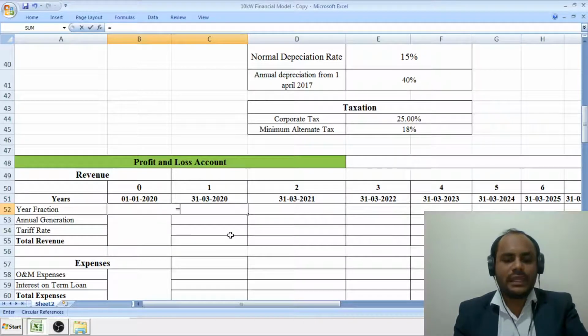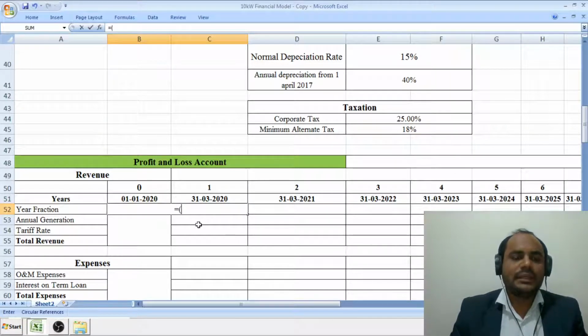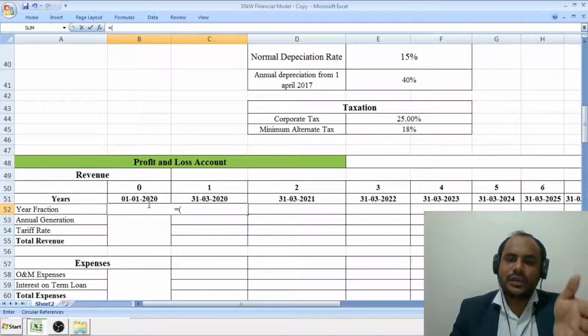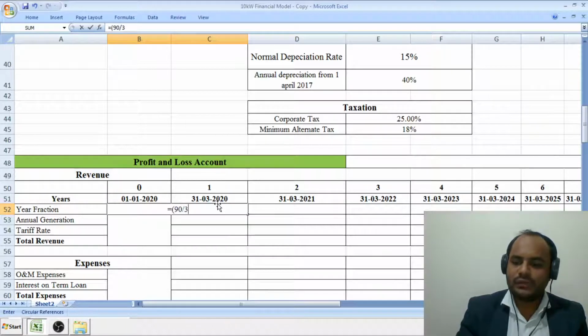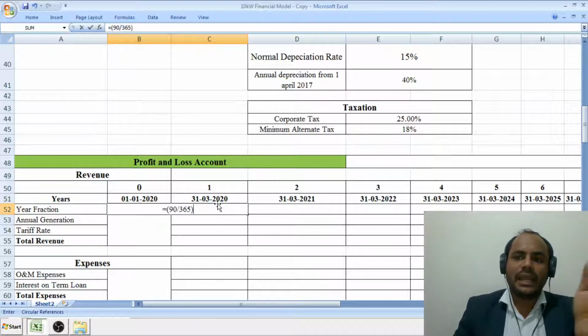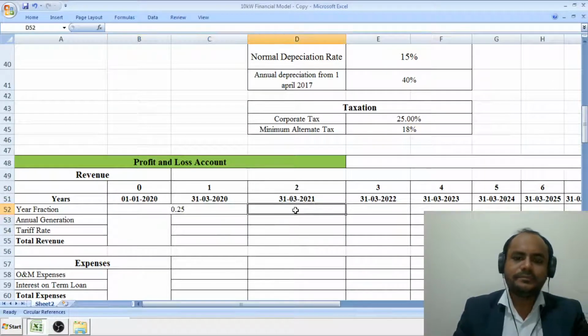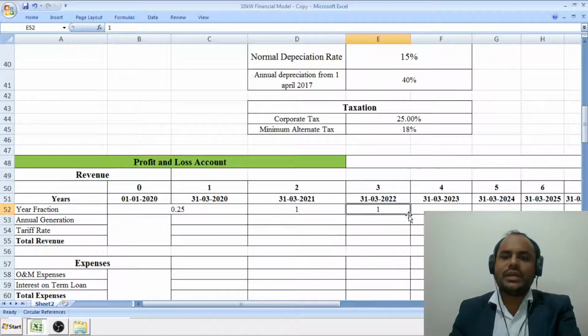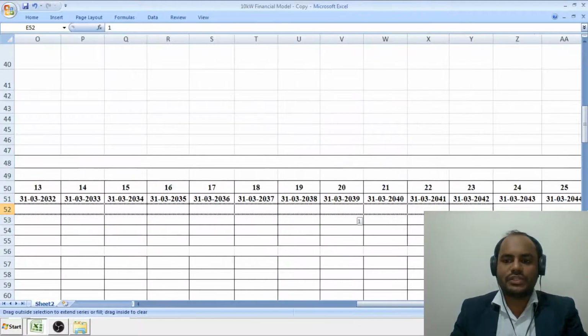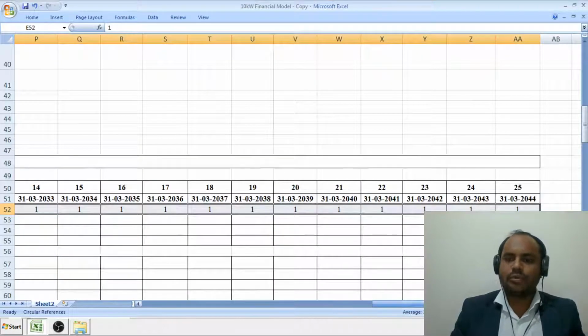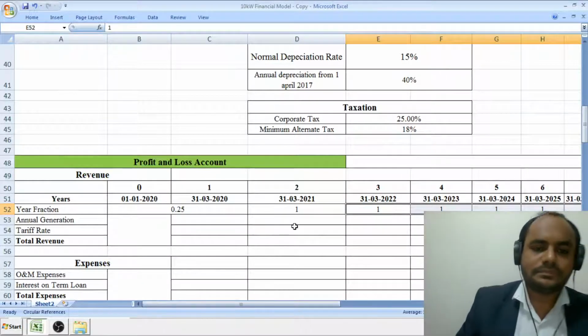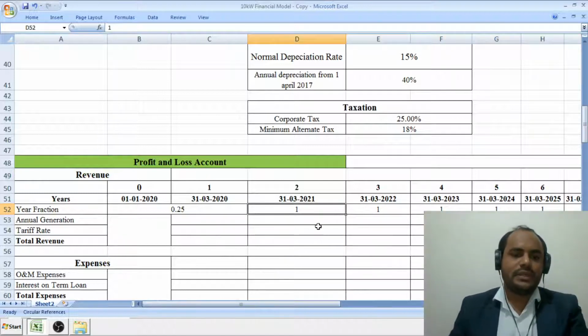Like that, for calculating the year fraction we need to write equal to the number of days from 1st of January 2020 up to 31st of March 2020, which are a total of 90 days, out of 365 days. So we are formulating the formula over here. 90 by 365, we are getting 0.25, which is the year fraction we are going to consider for the first year. And from the next year onward there is only a year fraction of 1. It means that the whole financial year from the 1st of April up to 31st of March of the corresponding year, that we are going to be considering over here.